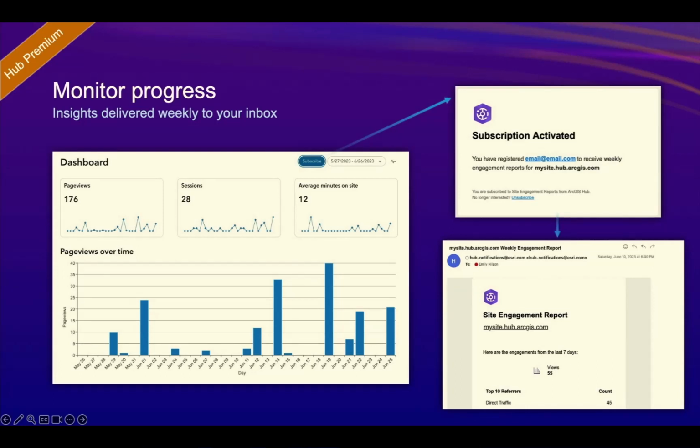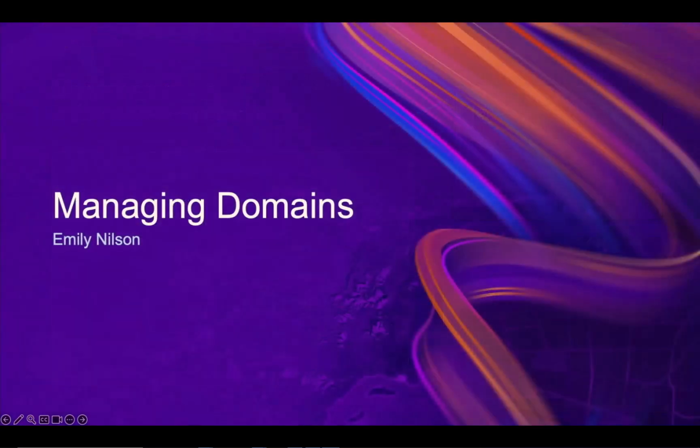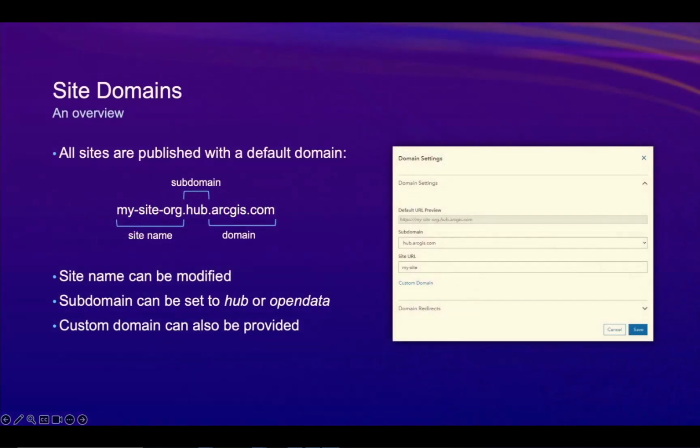The next section is on managing domains. So a huge benefit of Hub sites is that they allow you to configure a custom domain. And we do recommend this to maintain consistency across your web properties. By default, Hub comes with a default URL. It's either hub.arcgis.com or opendata.arcgis.com. And your org short name is pre-pended to that URL.